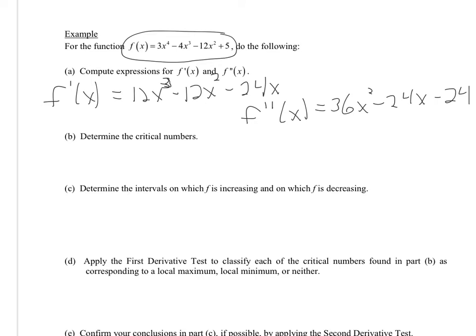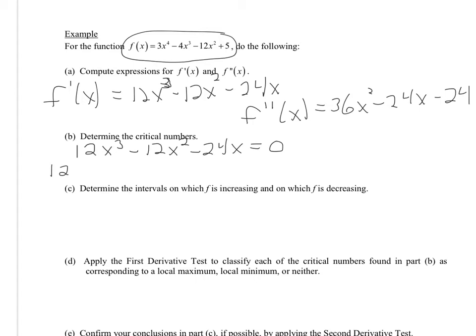Okay, that was simple enough. Part B, determine the critical numbers. Well, the critical numbers are the values of x in the domain for which the first derivative is either equal to 0 or undefined. And I think we will all agree that a polynomial function is never undefined, so we just need to figure out where that first derivative is equal to 0.